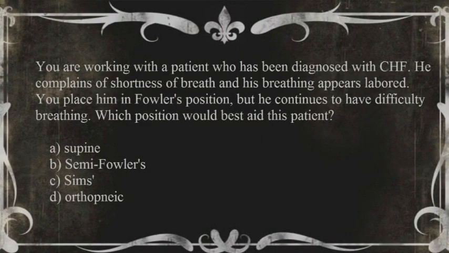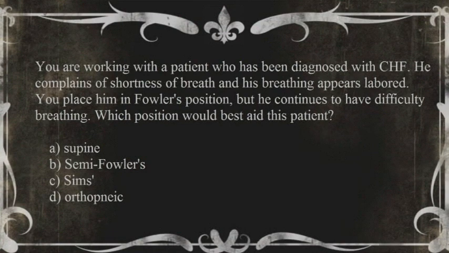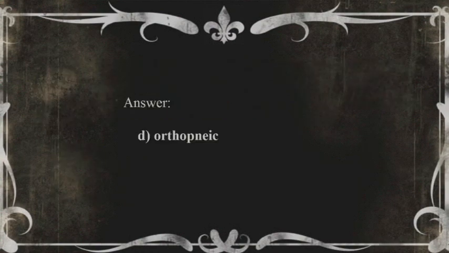You are working with a patient who has been diagnosed with congestive heart failure. He complains of shortness of breath and his breathing appears labored. You place him in Fowler's position, but he continues to have difficulty breathing. Which position would best aid this patient? A. Supine. B. Semi-Fowler's. C. Sims. Or D. Orthopneic. The answer is D. Orthopneic.